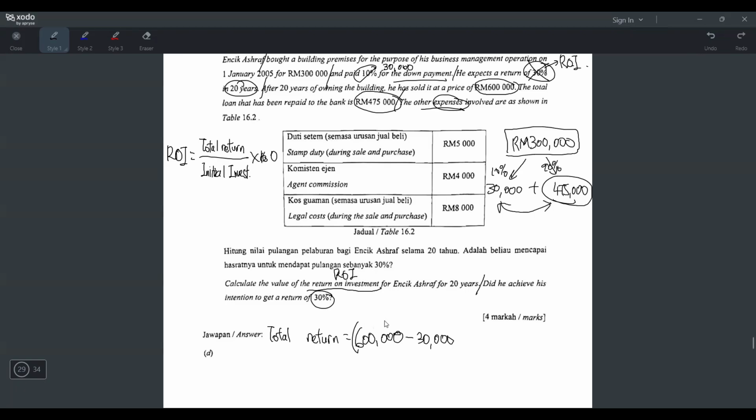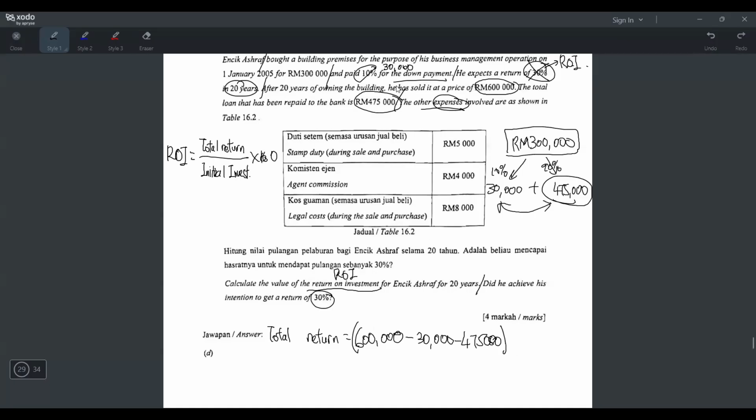So that's why you cannot take 600,000 minus 300,000. You have to minus 30,000 and minus 475,000 because this is the actual amount that he spent, right? So I hope you understand. And also why I have to minus is because you're finding the return. So you sell at 600,000, but the return profit is not 600,000 because you spent some money at first also. So the amount he spent is 30,000 for the down payment and the 475,000 for the bank loan, right?